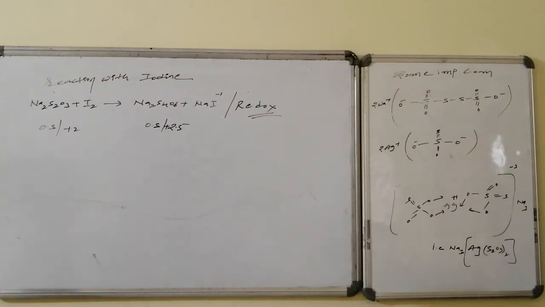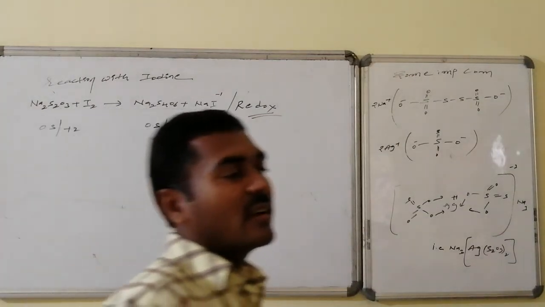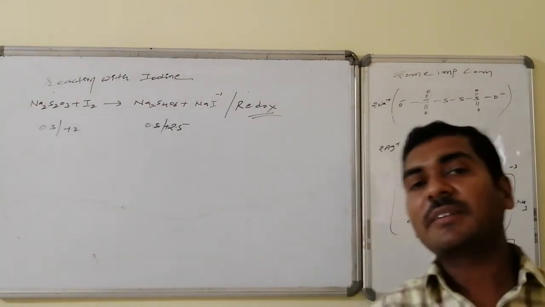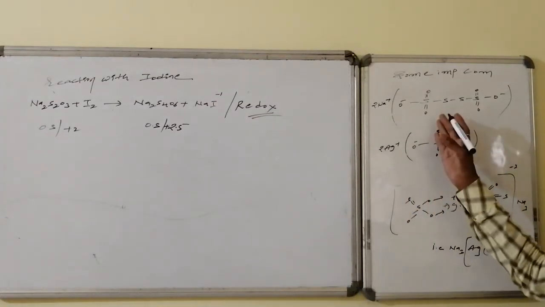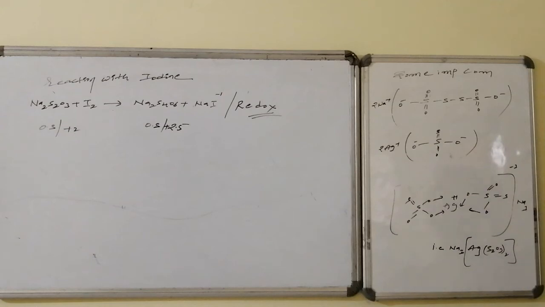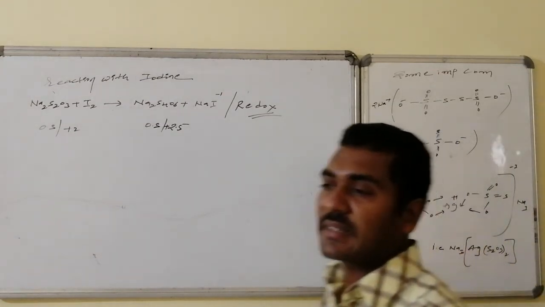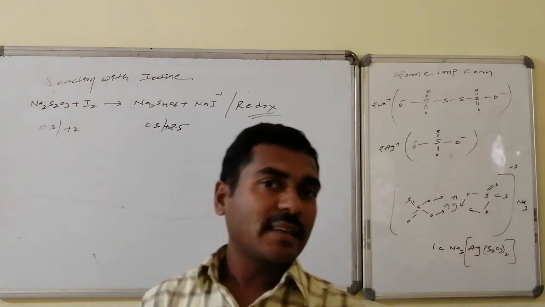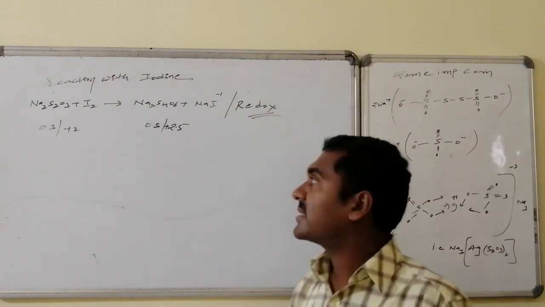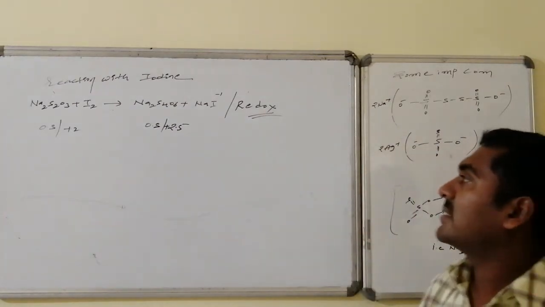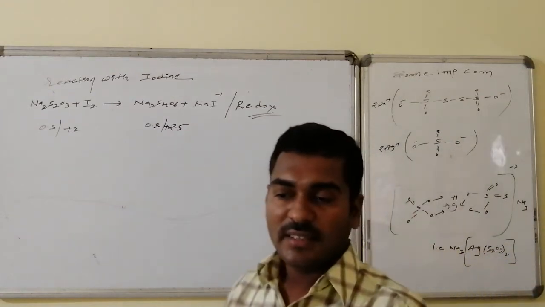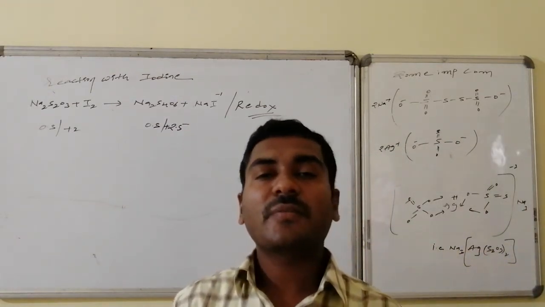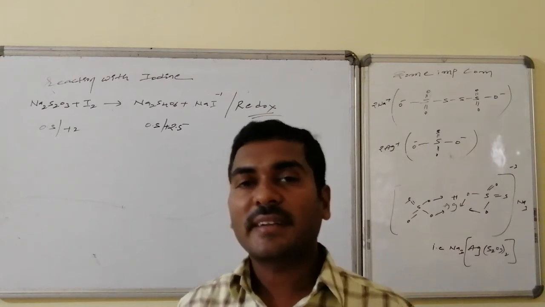Thus, sodium thiosulfate on reaction with iodine gives a new salt, sodium tetrathionate, Na2S4O6, the structure of which is like this, followed by sodium iodide formation. This reaction is an example of a redox reaction, in which sulfur is undergoing oxidation and iodine is undergoing reduction. This reaction has a lot of use in iodometric titrations.